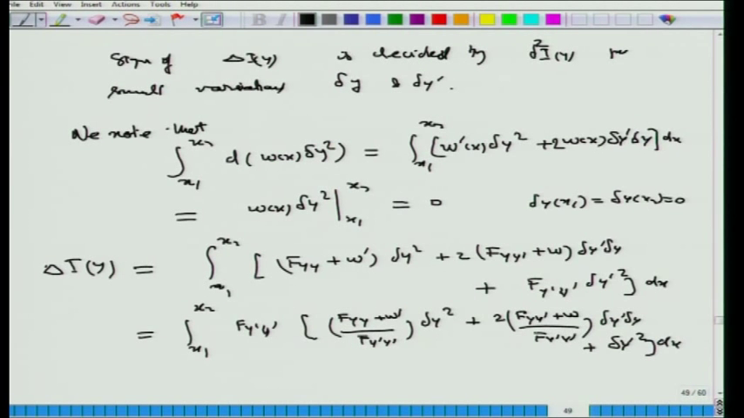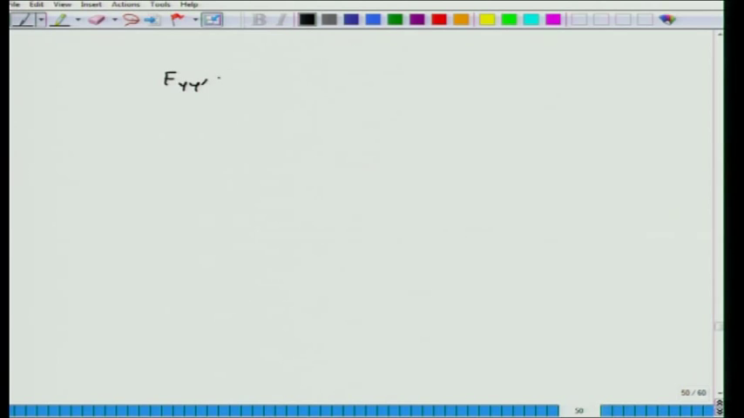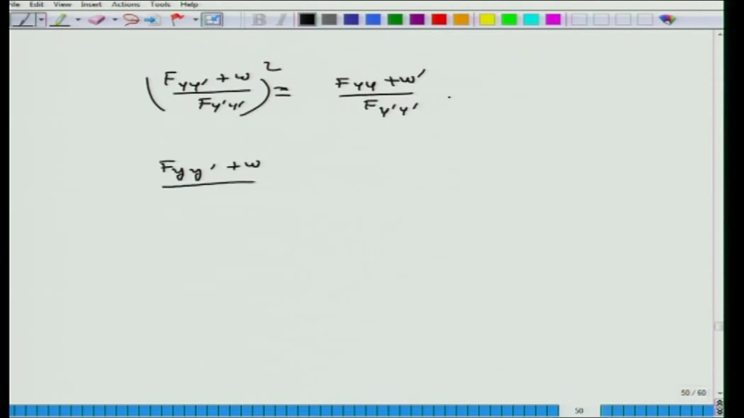So we want to make this a perfect square. We select w in such a way that this is a perfect square, which means the square of the middle coefficient must be the product of the other two, since the coefficient of delta y prime square is 1. So f y y prime plus w over f y prime y prime, squared, must be equal to f y y plus w prime over f y prime y prime. That is how we have to select w. So we take the substitution f y y prime plus w over f y prime y prime equal to minus u prime over u, and so w must be selected as minus f y y prime minus f y prime y prime u prime over u.